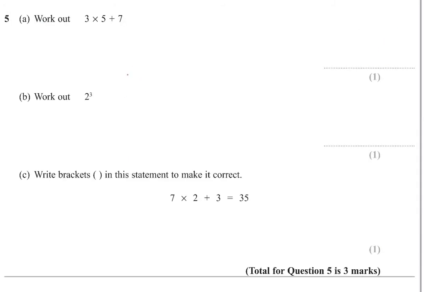Right, question 5, we've got some BIDMAS. Now remember, in BIDMAS, we do multiplications before addition. So this is 3 times 5, which equals 15, and then we're adding 7. So we get 22.